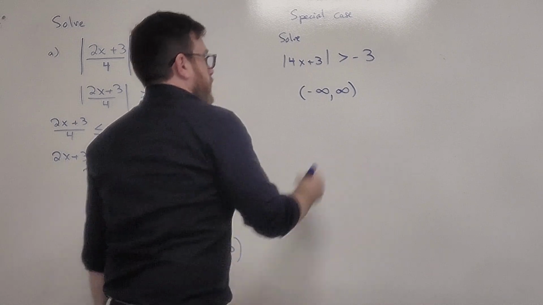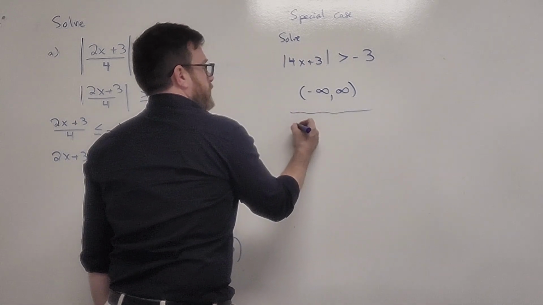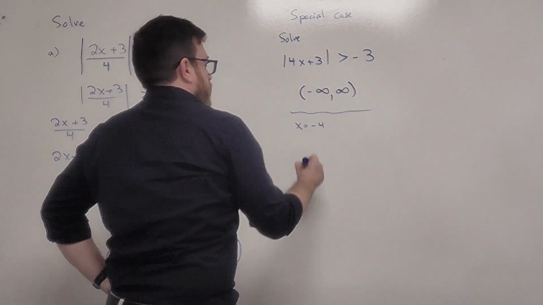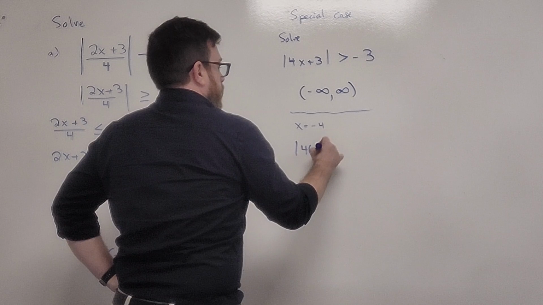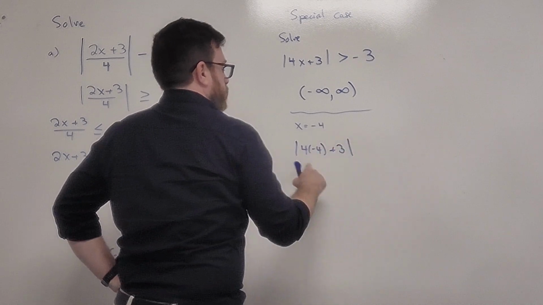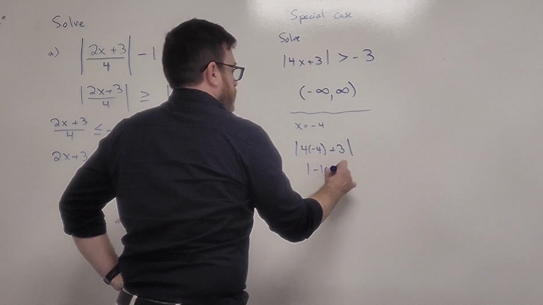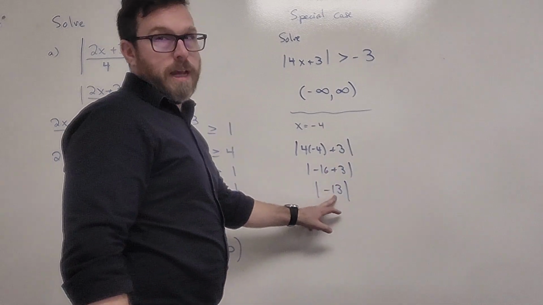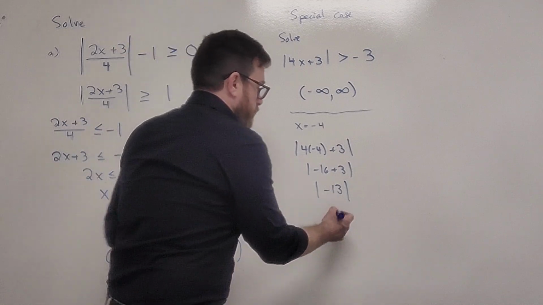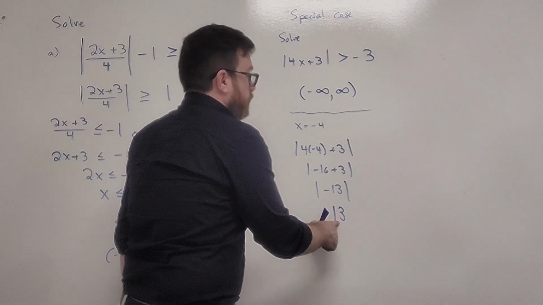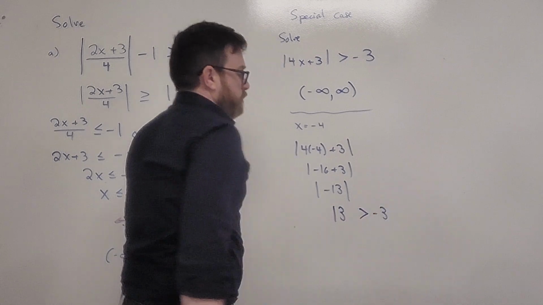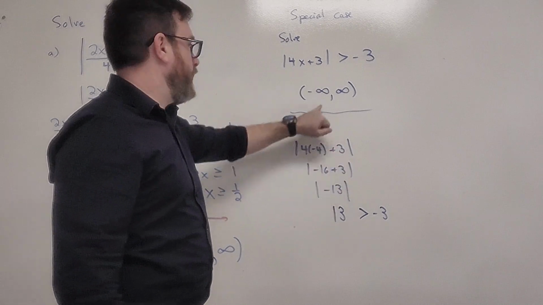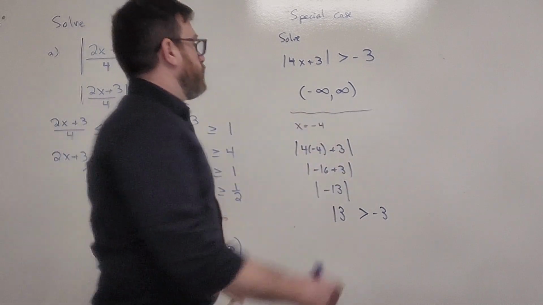Everything works. And just like a quick verification, say x is equal to, I'm just going to pick a random number, let's say minus 4. So plugging that in, the absolute value of 4 times minus 4 plus 3. So this is minus 16 plus 3. So this is the absolute value of minus 13. But it doesn't matter. Whenever you take the absolute value of a negative number or any number, it's always going to spit out a positive number. And indeed, 13 is greater than negative 3. So this will be true no matter what x value you put in there. So this is just a quick check to show you that one of those points works, but they all work.